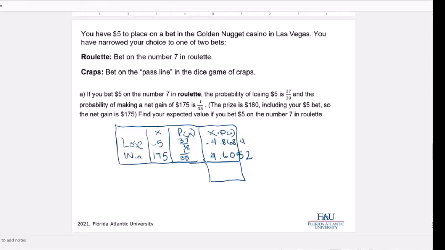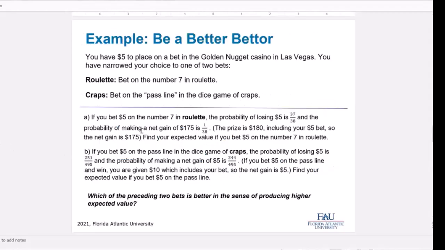My expected value is going to be equal to negative 0.26. I expect that if I play this game long enough, I'll lose 26 cents every time I play, right? And maybe I'll get really lucky and I'll win. That's my expected value. That takes care of this one.